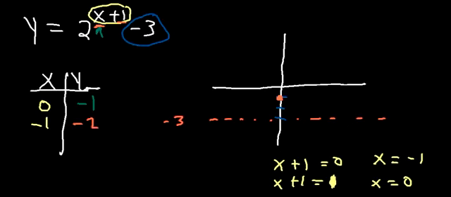And then negative 1, negative 2 is right here. So when you graph it, start from the asymptote and then follow the function. So it looks like that. You can add another point if you want.